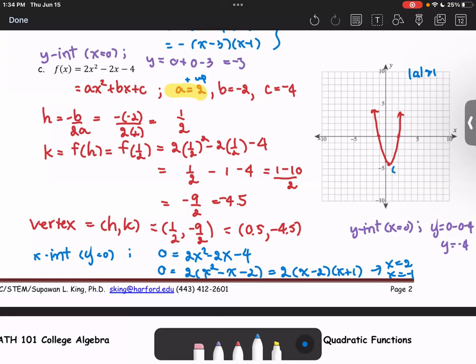And to label this, this is 0.5, -4.5, and the x-intercepts 2, 0 and -1, 0, the y-intercept over here, 0, -4, and the graph opens upward. That means the vertex (h, k) will give you the minimum point of the graph.